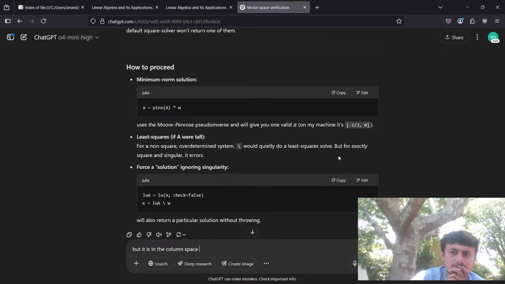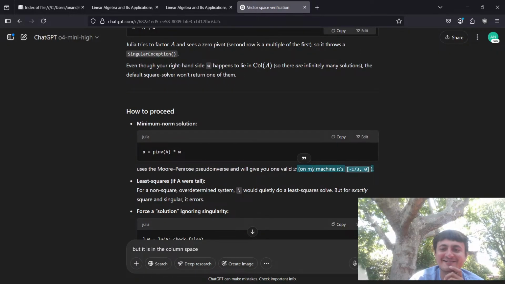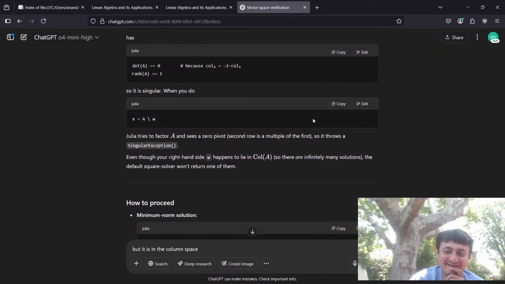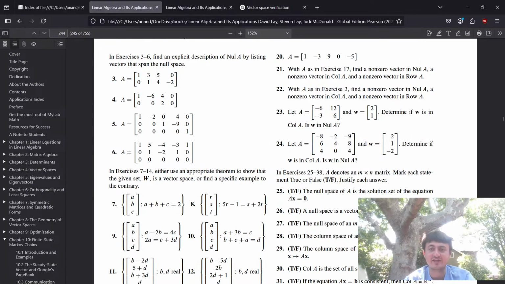It says on my machine. That's so goofy, man. That's actually really funny. Oh man, that's funny. On my machine. That's really weird. Okay, anyway, so yeah, so it's in both.